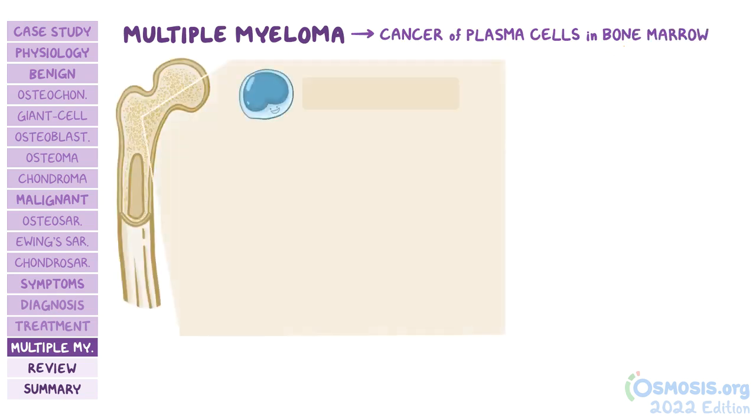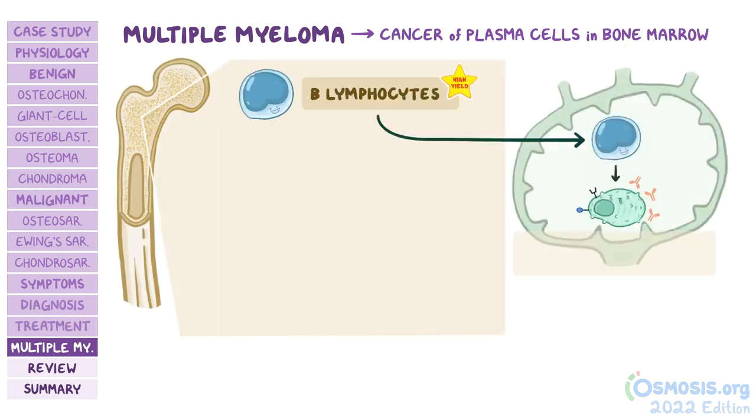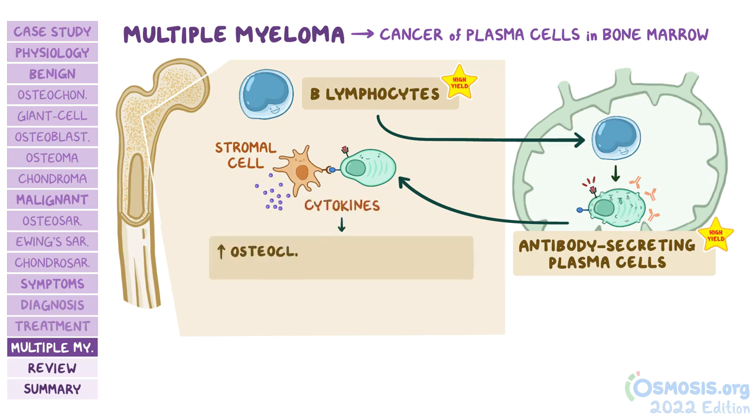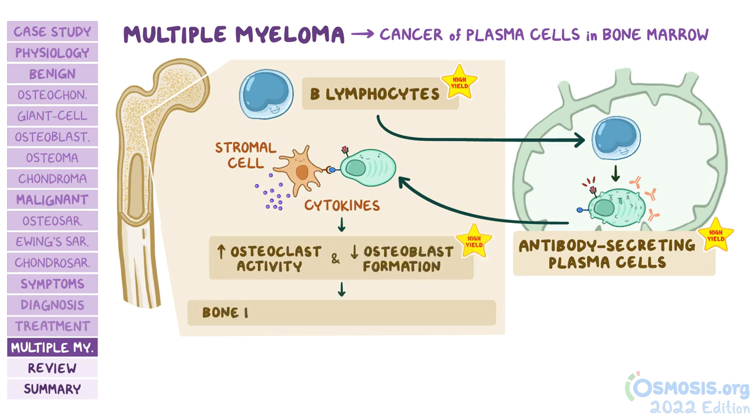Plasma cells start their journey as B lymphocytes in the bone marrow, which move to the lymph nodes where they mature into antibody-secreting plasma cells. When this happens, adhesion molecules stimulate myeloma cells to migrate to the bone marrow and adhere to bone marrow stromal cells in the extracellular matrix. This in turn stimulates bone marrow stromal cells to release cytokines, which promote osteoclast activity and impair osteoblast formation, resulting in bone destruction and hypercalcemia.